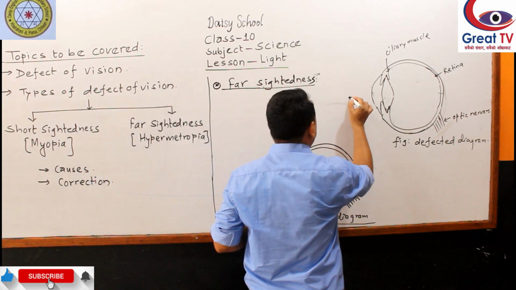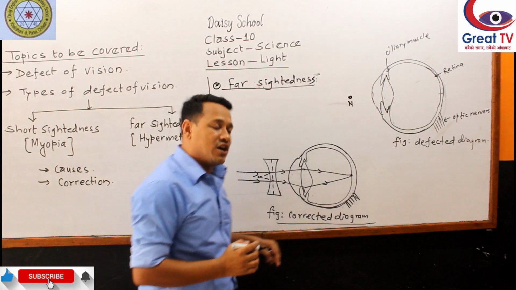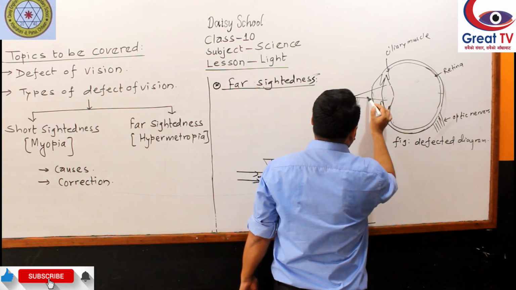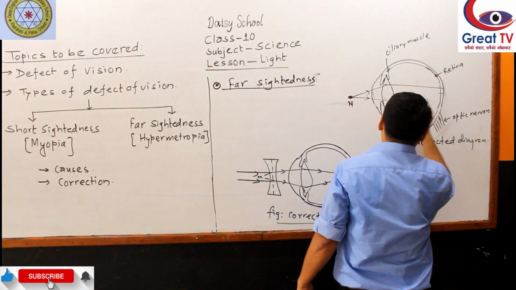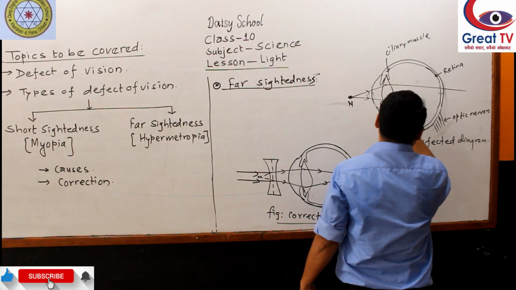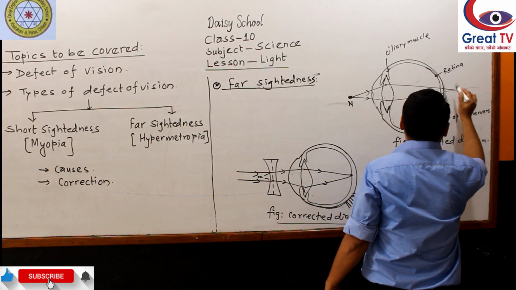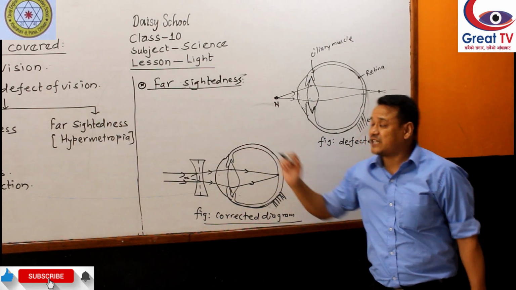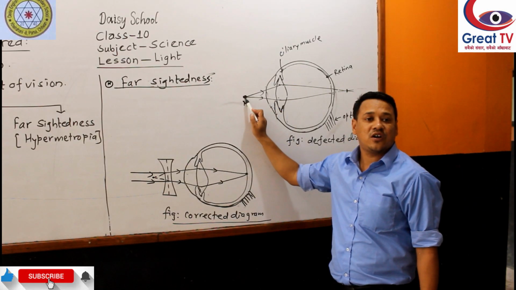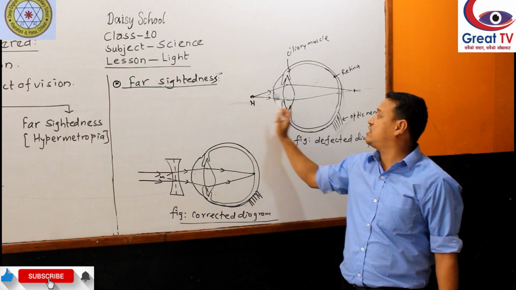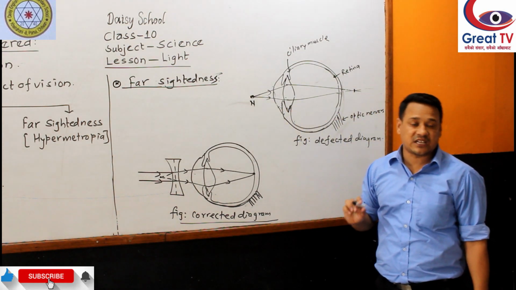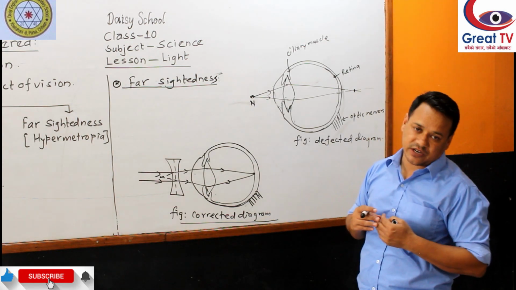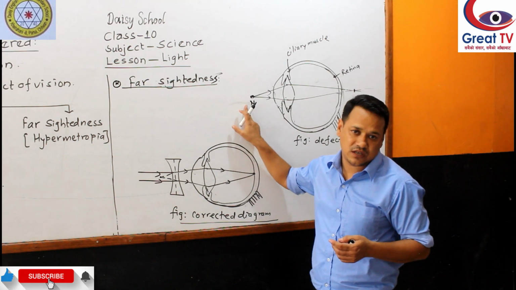That means light rays from the near object, let's say this is the point of near object, intersect behind the retina. So in far-sightedness defect of vision, light rays from the near object intersect behind the retina. That means light rays do not intersect at the retina. Image won't form at the retina. That's why the near object cannot be seen at that time.